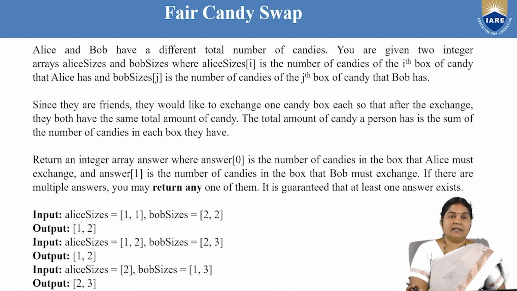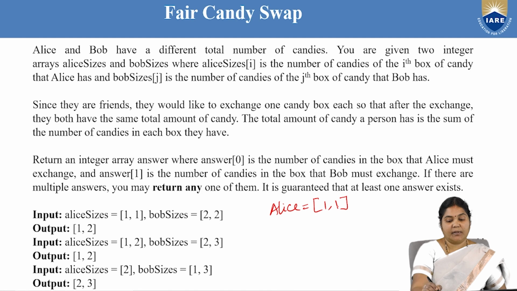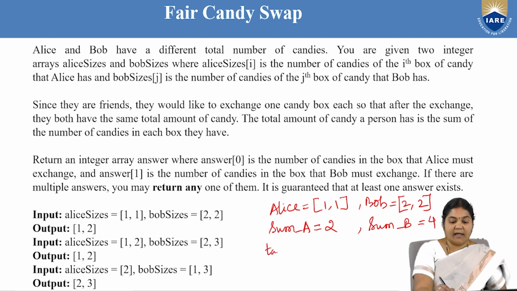Now, try to understand the test cases. Alice has two candy boxes of size 1, 1. Similarly, Bob has two candy boxes of size 2, 2. Now, what is their target sum? The total number of candies that Alice has is 2 candies. Similarly, the sum of candies that Bob has is 4 candies. But what is the target sum that we need? That after exchange of one candy box with each other, they should have an equal number of candies.